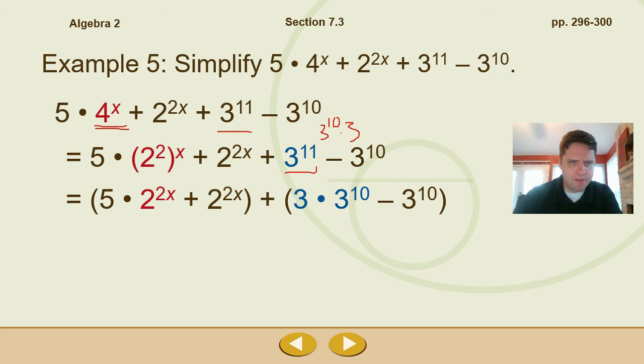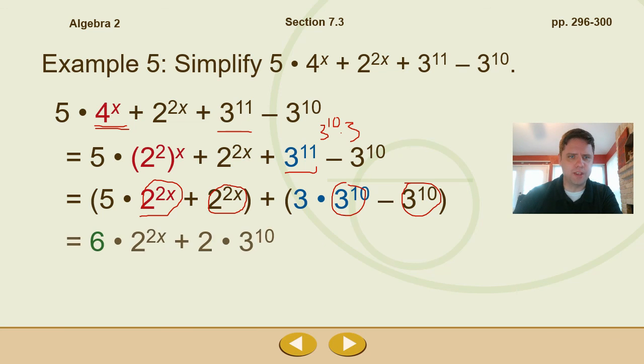Well, now we have similar bases raised to the same powers in both of these cases. So now we just add or subtract the coefficients. 5 plus 1 would be 6, and 3 minus 1 would be 2. So we get 6 times 2 to the 2x plus 2 times 3 to the 10th.